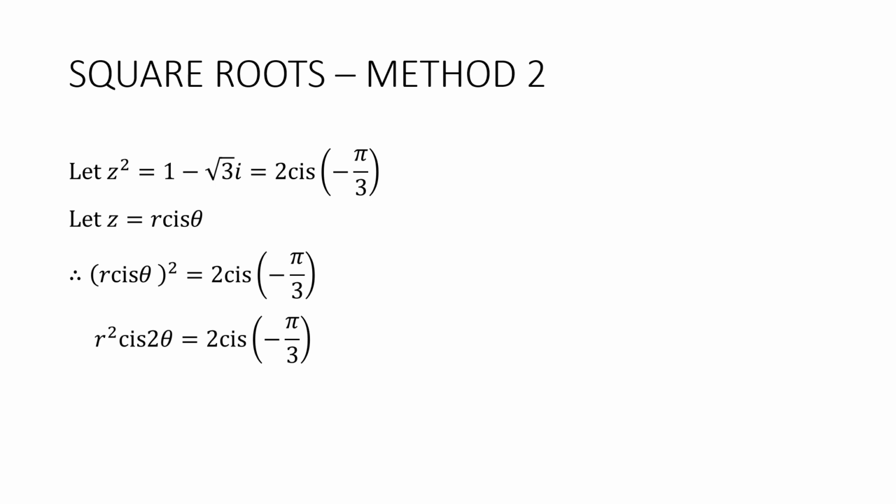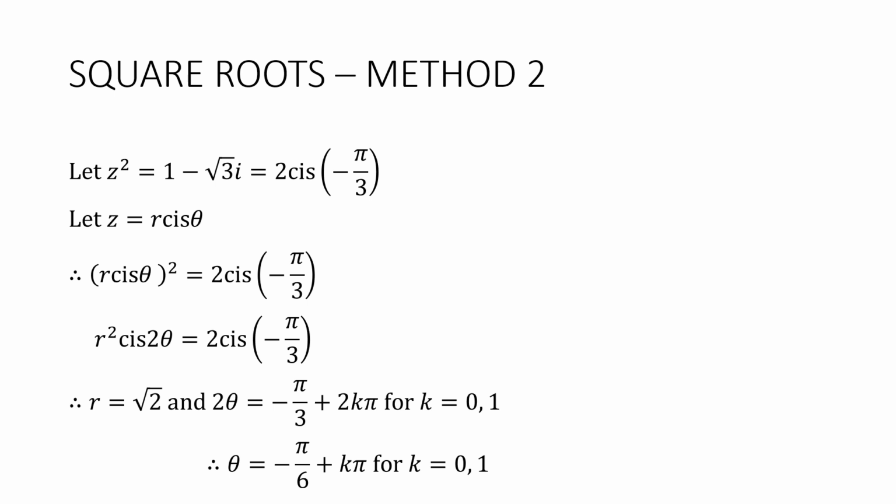r is obviously √2, and 2θ is going to be equal to -π/3 + 2kπ for k is equal to 0 or 1. Now just simplifying that equation involving theta, we have θ is equal to -π/6 + kπ for k is equal to 0 or 1.